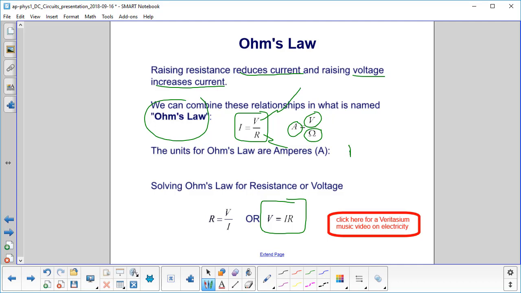And notice how it looks really close to F equals MA. That's kind of neat. So click here for another video on electricity.